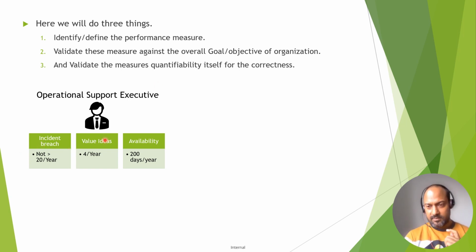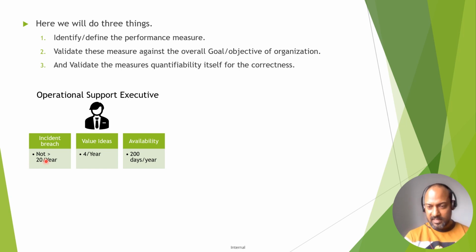And an organization sets key performance indicators for you. Incident breach is one indicator, value ideas that you have provided is the second KPI, and the third one is your availability. So these are the three metrics set for your evaluation at the end of the year.